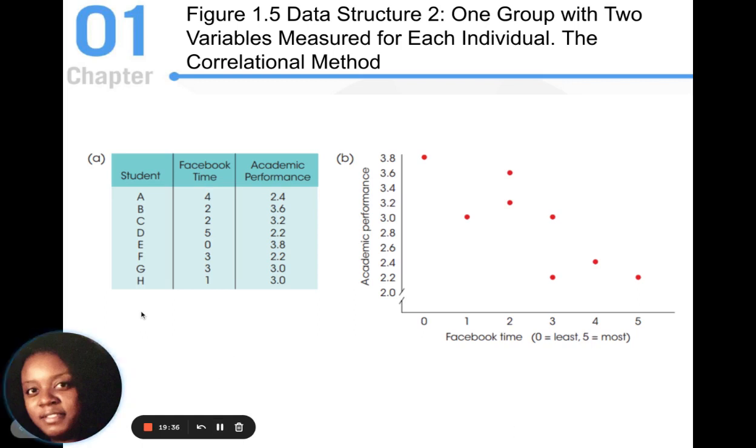Here's an example of the correlational method where we have one group with 2 variables that are measured for each individual. So we can look at face time and academic performance, and we can see for all of those students how much face time they have for their academic experiences, and then their associated academic performance.